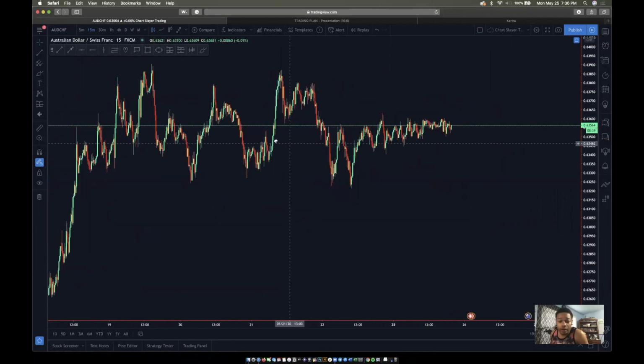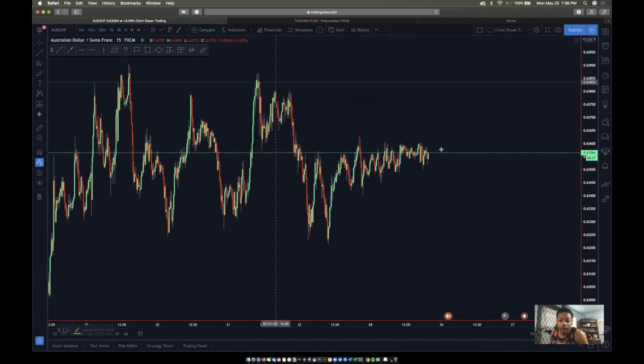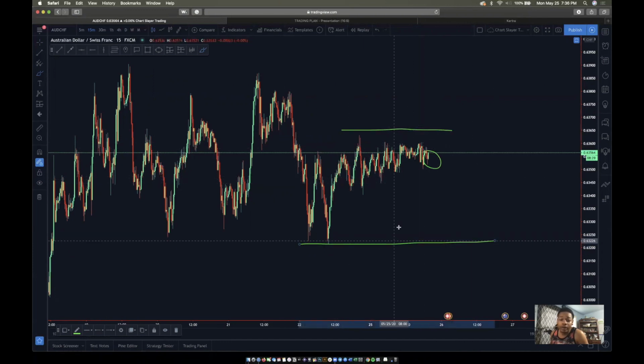So if I were to get into this trade now, if I were to take a sell here and put my stop at this high, as a scalper, you're getting out probably at this low, or probably at this low, right?